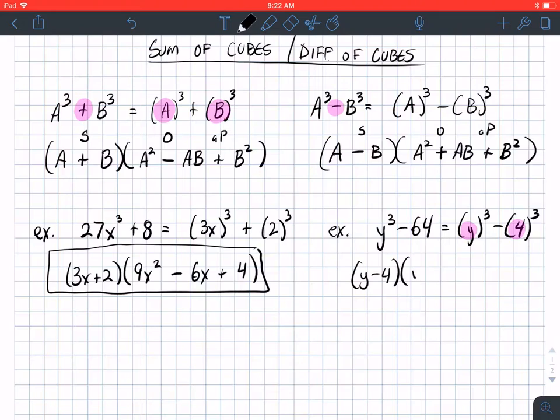Then we square the first one. And the SOAP rule tells us the signs. And then we multiply the 2 for the middle term. So y times 4 is 4y. And then we square the last one. And then there's our factoring.